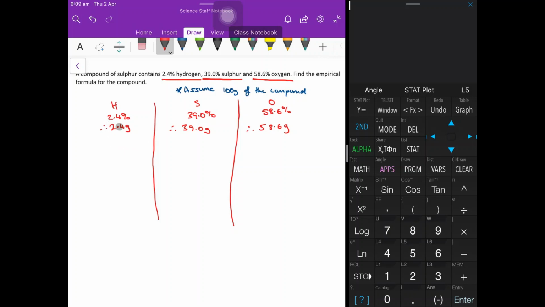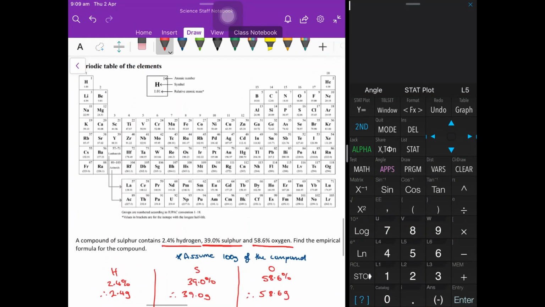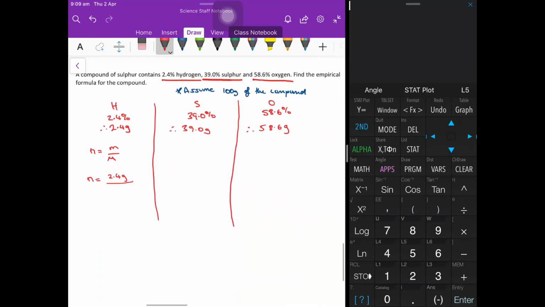So now let's have a look at what we've got. We've got grams. Now, that's still not moles, but the thing is I can convert grams to moles. I convert grams to moles by using n equals m over M. I'm going to start with hydrogen first. So how many moles of hydrogen do I have? I have 2.4 grams of hydrogen, and I want to divide that by the molar mass of hydrogen. So let's go up to our periodic table. The molar mass of hydrogen is 1.01.